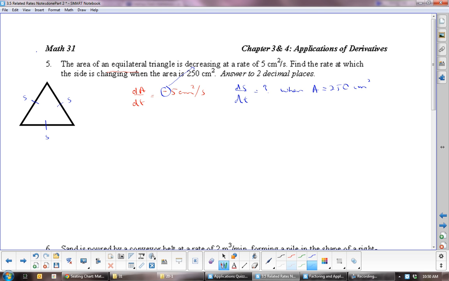So what would be the money formula that would have A and S in it? Because obviously I need a dA over dt and a ds over dt, right? So what's the formula? So area equals 1/2 base times height, right? That's our formula. Okay, so that means I got to come back to here because I only have a height. So if I'm going to be using this formula, I guess I better be having a height there.